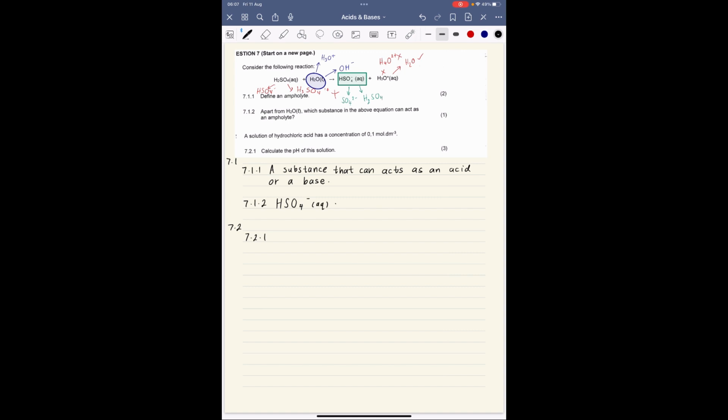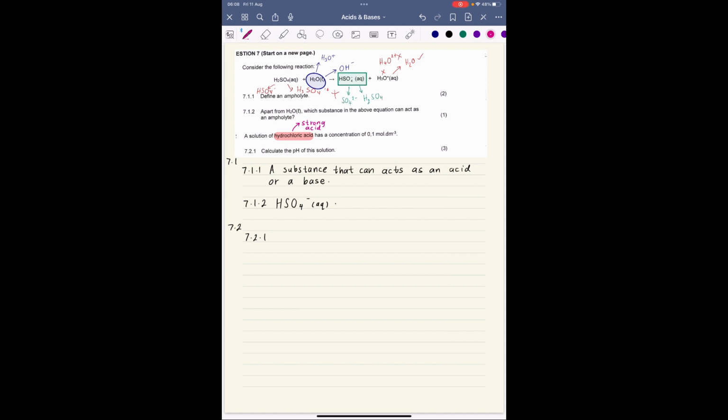7.2 says, a solution of hydrochloric acid has a concentration of 0.1 moles per decimeter cubed. Let's talk about a few things here, just from this one sentence. The first thing, they talk to us about hydrochloric acid. Hydrochloric acid is something that we know historically is a strong acid. Let's talk about what the definition of that is. A strong acid is an acid that dissociates completely in solution, and that solution is normally water.